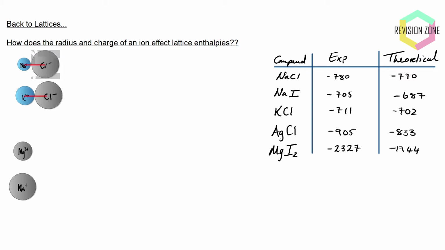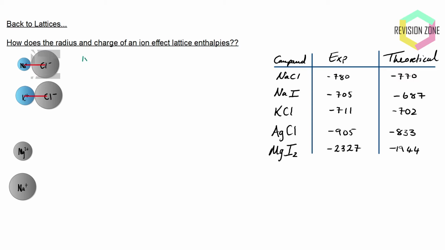Therefore, there is a reduction in the electrostatic attraction between the two ions. So what I've done is I've put two red lines, and that shows the distance between the centre of the two ions. We call this distance the inter-ionic radii, and the inter-ionic radii increases as that cation increases.